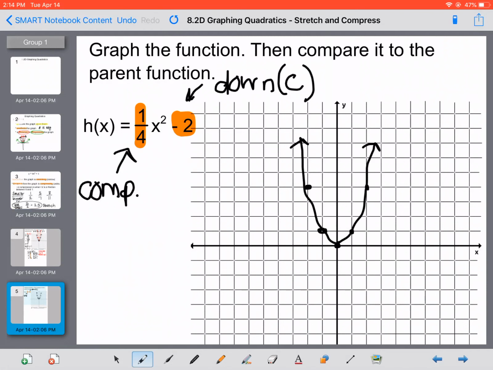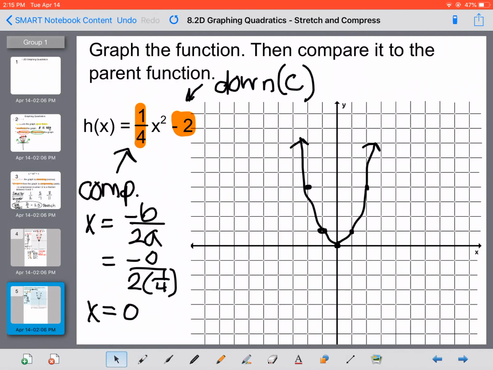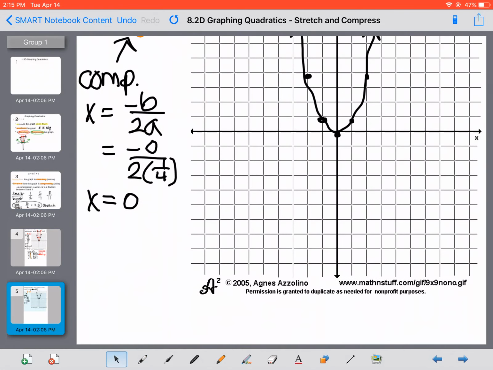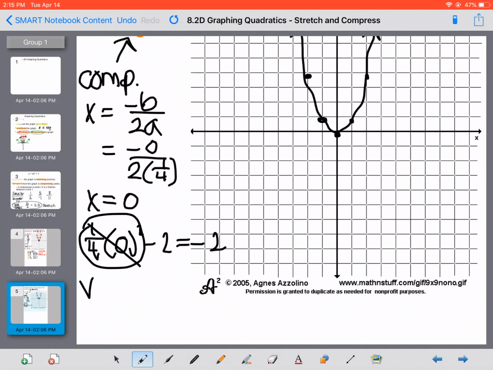And then let's do our vertex and our table to make sure that we know how to plot the next piece. So our vertex, we're going to do negative b over 2a. So again, our b is 0, and then over 2 times 1/4. Well, 0 divided by anything means our x is 0. And then I need to plug 0 in to find my y. So I have 1/4 times 0 squared minus 2. Well, this whole chunk right here is going to go away. So that's just a negative 2. So my vertex is at 0, negative 2.